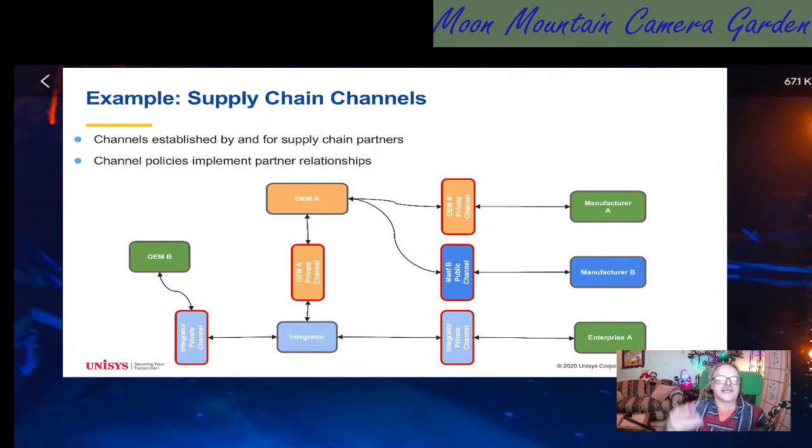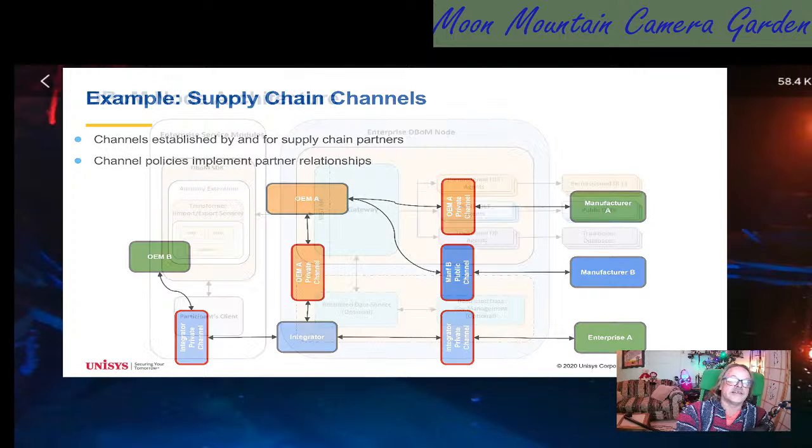The integrator then takes that product from OEM A, takes another product from OEM B. OEM B, in the contract between the integrator and OEM B, is required to attest on the channel created by the integrator, the private channel in the lower left-hand side. The integrator creates a solution out of that, delivers it for enterprise A, and attests on the channel created for that purpose for that enterprise. So everybody can have access to the information they need. The contract relationships define the policies that allow chaining the access to information from end to end.